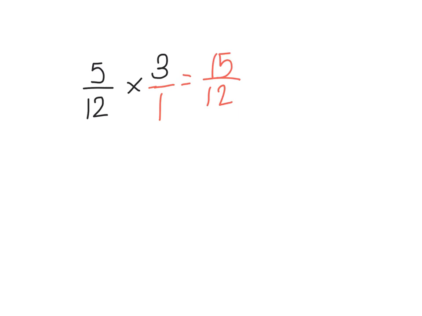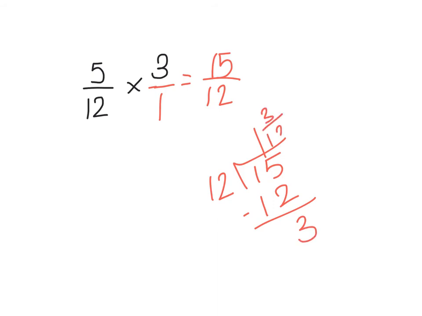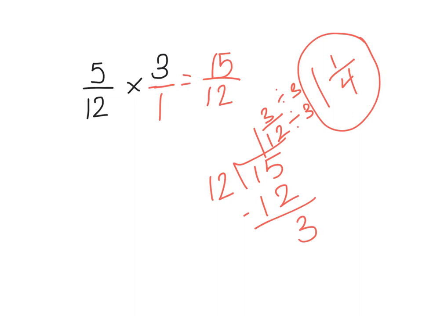So we have 15/12, which is a fraction greater than 1. So I can go ahead and divide 15 by 12. 12 goes into 15 one time. 1 times 12 is 12. When I subtract, I get 3. And I have 1 3/12. Hopefully you're noticing that we can simplify 3/12 further. I can divide both 3 and 12 by 3. 3 divided by 3 is 1, and 12 divided by 3 is 4, and I still have my whole number of 1. So 1 1/4 would be my answer.